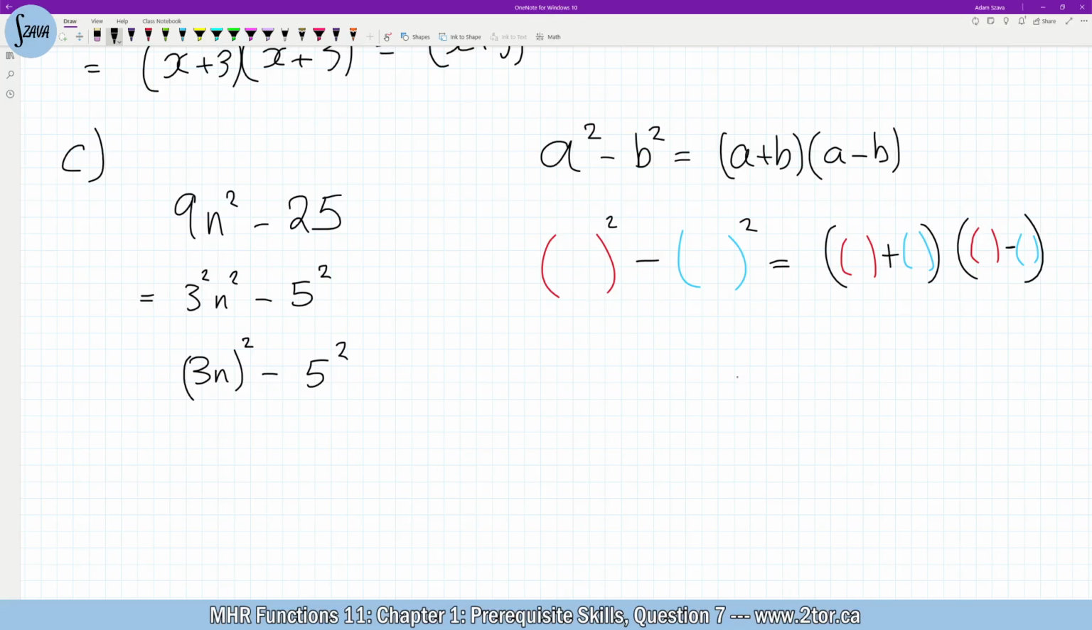And so I am ready to use the formula, which is going to tell me this is 3n plus 5, 3n minus 5. So a plus b, a minus b. a is 3n, b is 5. And it's factored.